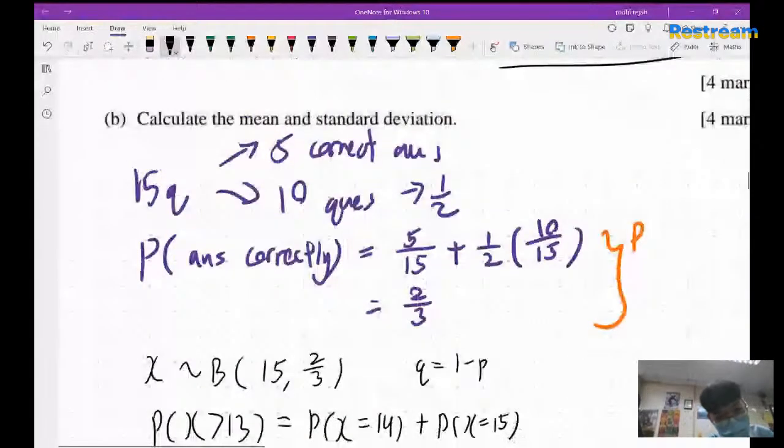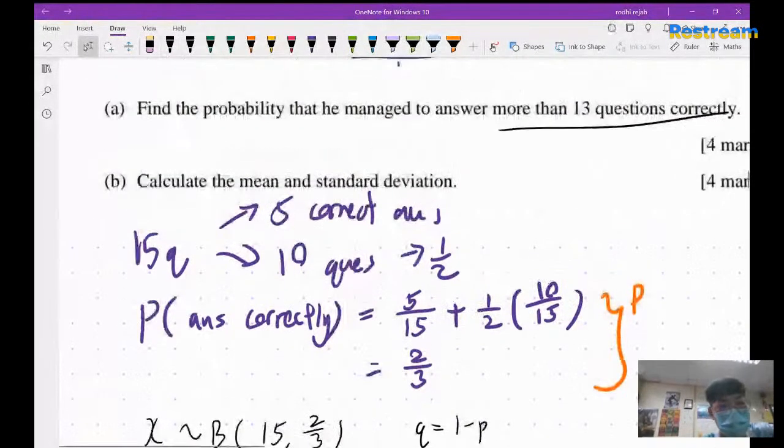So for mean and standard deviation for binomial questions, we need to know that mean.